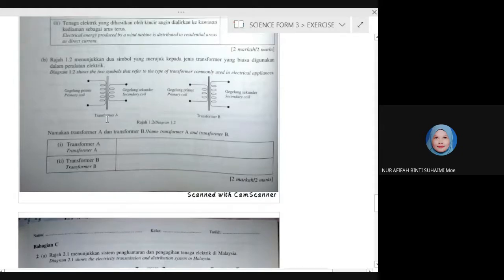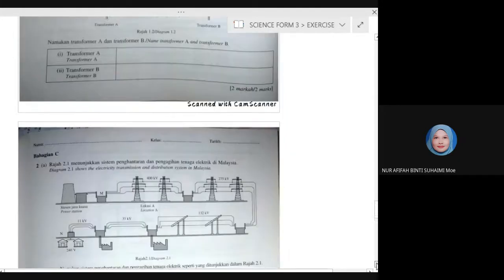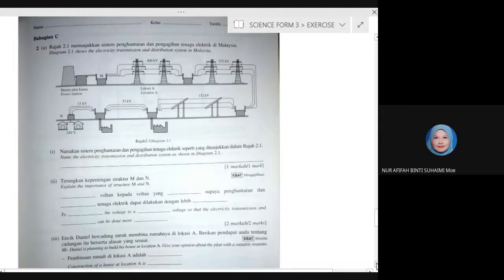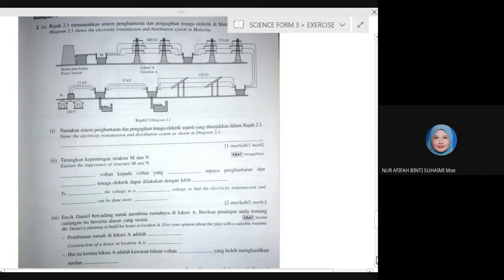Comparison between transformer A and transformer B. Look at the number of turn of wire. Dia nak, you name it, namakan sahaja. Number 2, transmission and distribution. Okay, name the electricity transmission and distribution system.